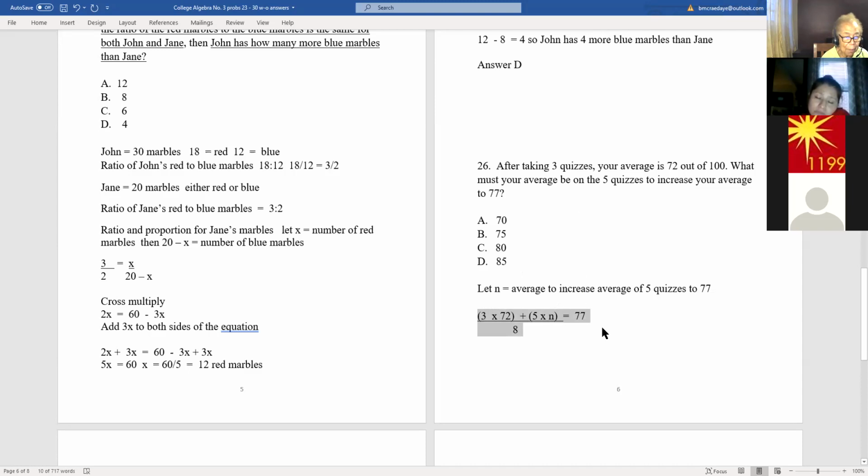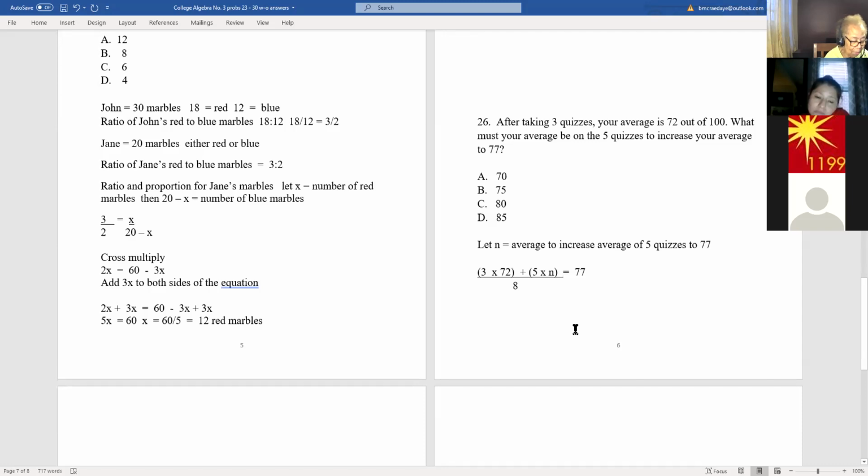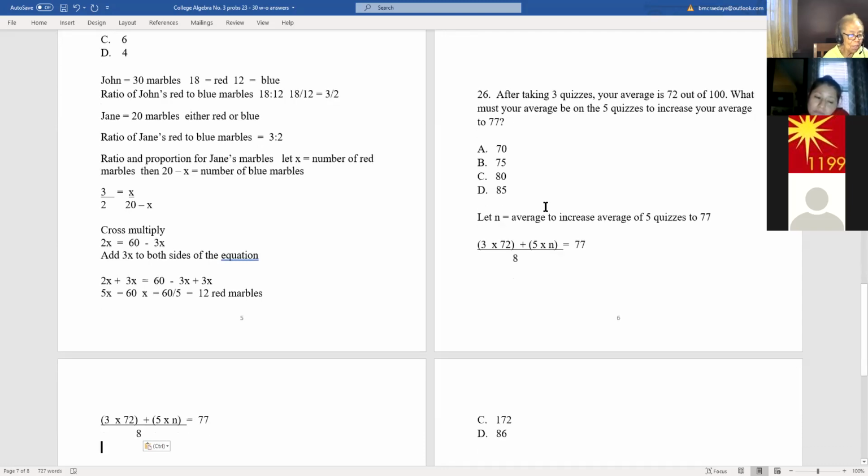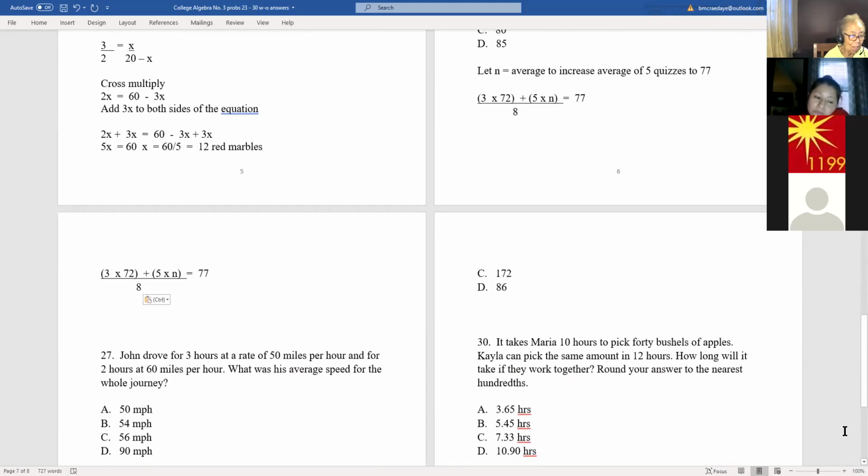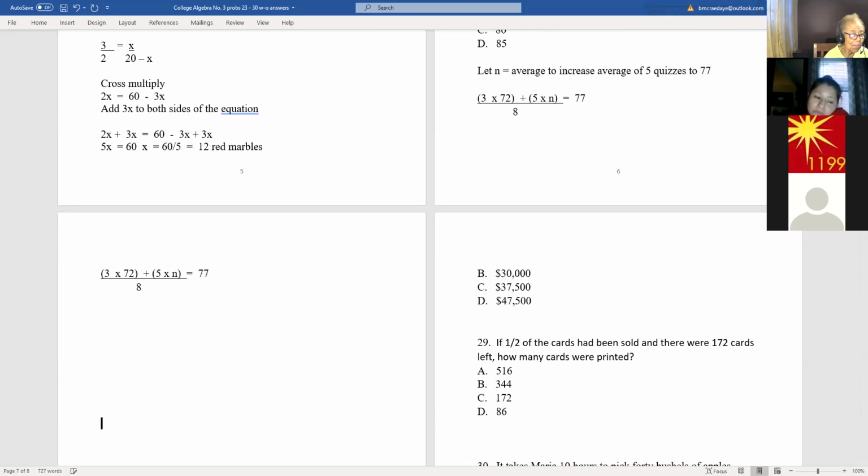Let me copy this. So Latoya, tell me how to solve this equation, because if you solve this, you'll get the answer. What are you going to do first? You're going to do parentheses. It's going to be 216. Yes, 3 times 72 is 216. And what's 5 times n? 5n. That's right.